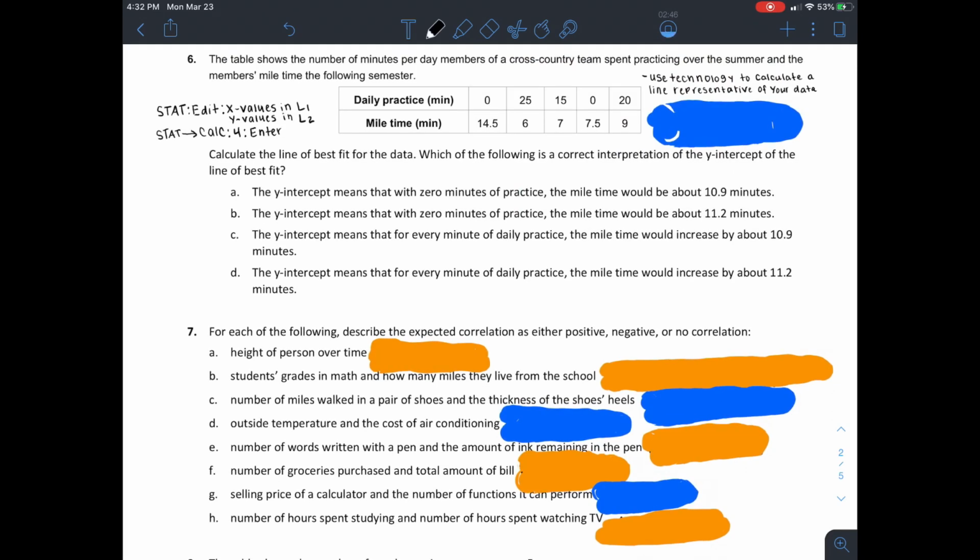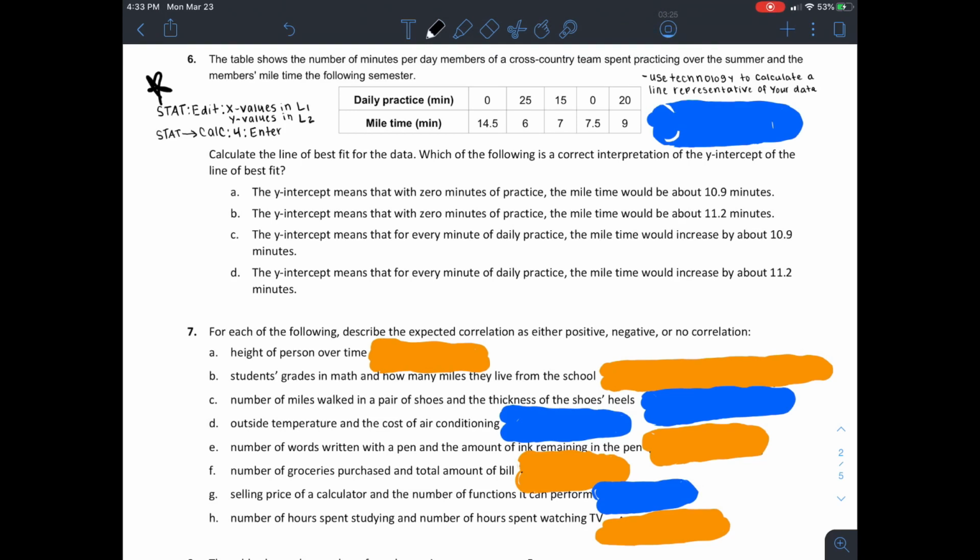Question 6 gives us a table that shows us the minutes per day that members of a cross-country team spent practicing over summer break and their mile times when returning to school the following semester. We know that based on the question asking us to calculate a line of best fit that we're going to use our technology. So right over here, I have put the steps to finding a line of best fit when given a table. You go to Stat Edit, you enter the X values of your table in the L1, the Y values in the L2.